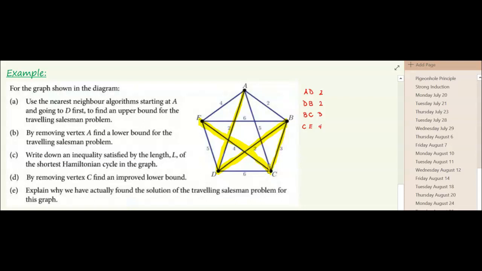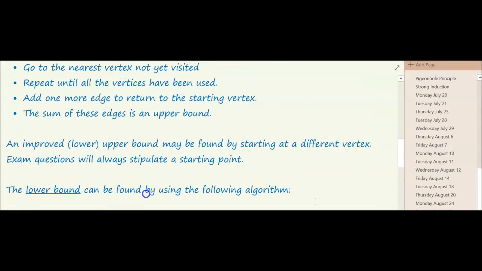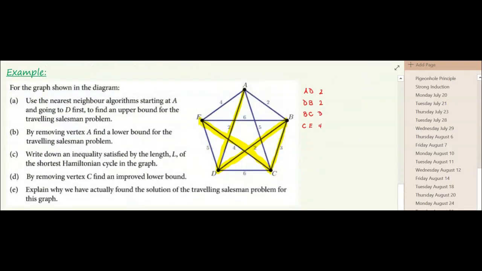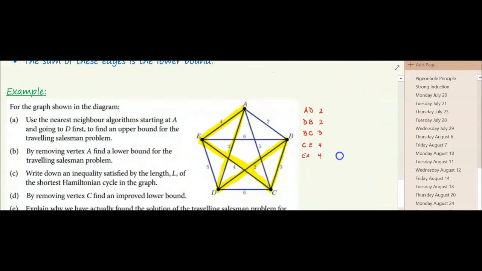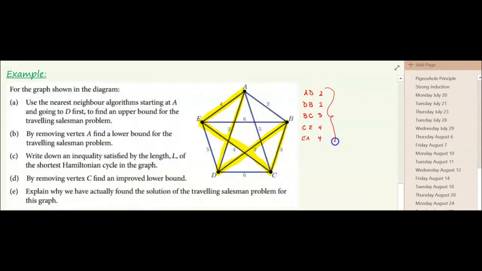Okay, now I've visited all the vertices, so what do I do now? I add one more edge to return to the starting vertex. I know in a connected graph, I'm always going to be one edge away from the starting vertex, so I just join E to A, and that's 4. And so now I add these up. The sum of these edges is an upper bound. So the upper bound, if I just sum those up, is equal to 2, 4, 7, 11, 15.